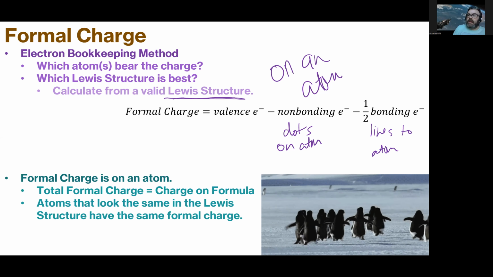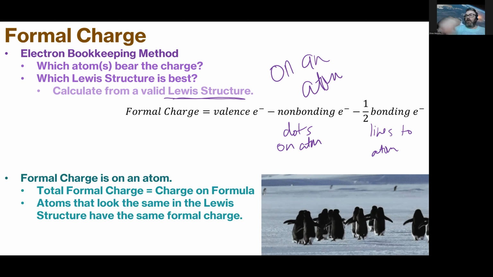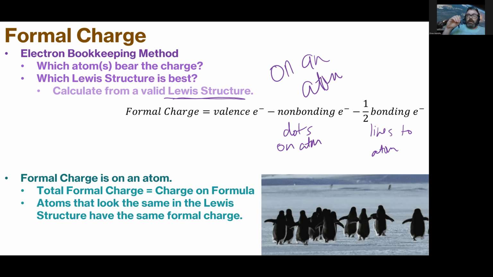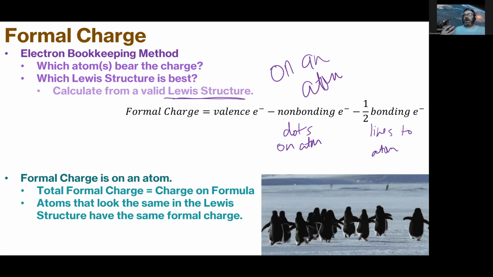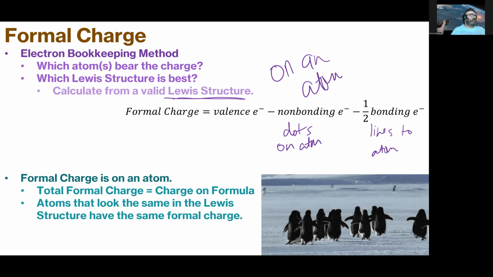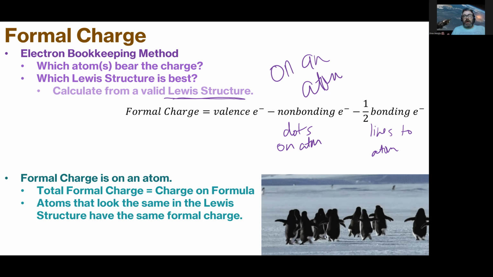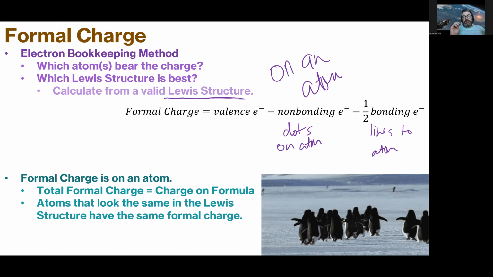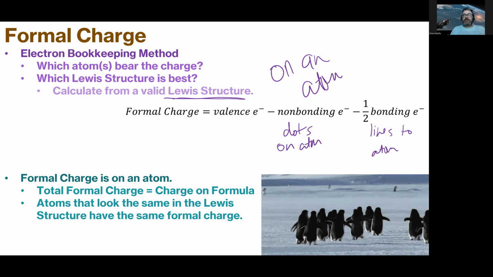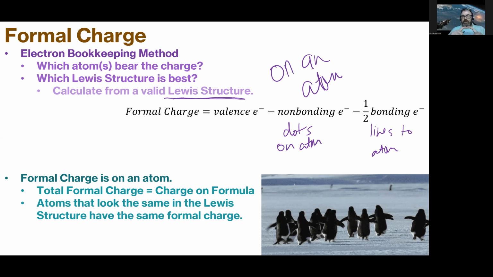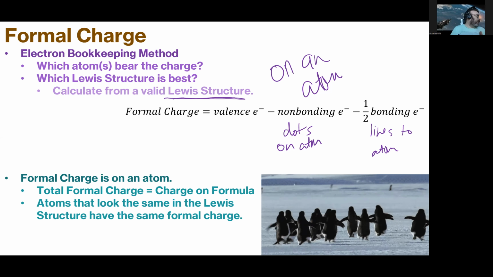So formal charge is always relative to one specific atom. You can do it for all the atoms in a molecule if you want to, but we're thinking about the charge on an atom. It's important to remember this is hypothetical too. Sometimes it relates to an actual physical charge and sometimes it doesn't, but that's beyond our discussion today. So some things to remember: we're talking about the charge on one atom. The total formal charge in your Lewis structure is going to be equal to the total charge on the formula. I'll show you what I mean by that in a bit.